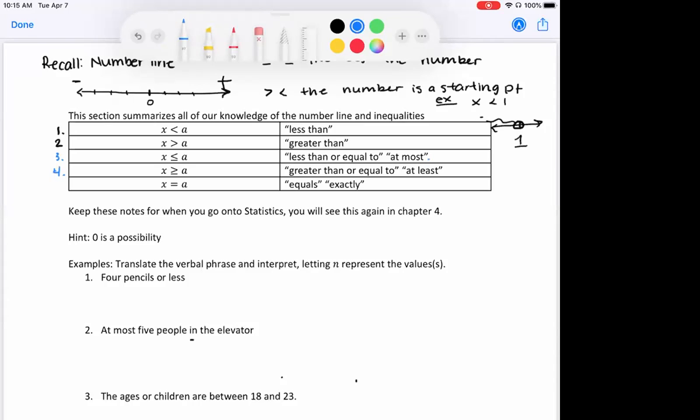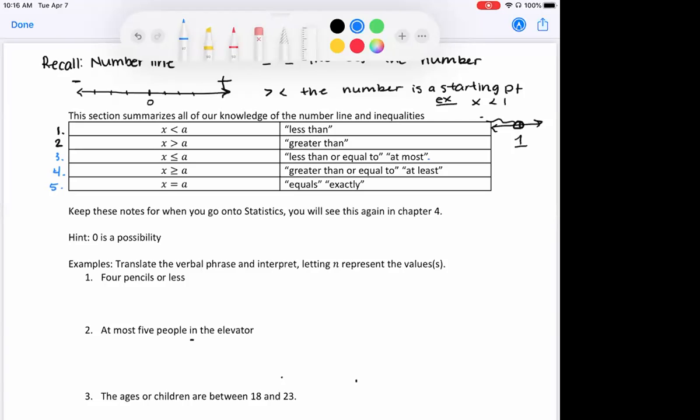For x is greater than or equal to a, the English phrase for that is greater than or equal to or at least. And the last one, you can have x is equal to a. So the phrase you're looking for is equals or exactly. We know that's equality. So please keep these notes for when you go into statistics. You'll see them again in chapter 4.